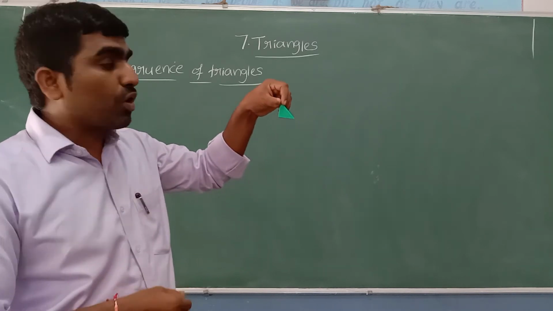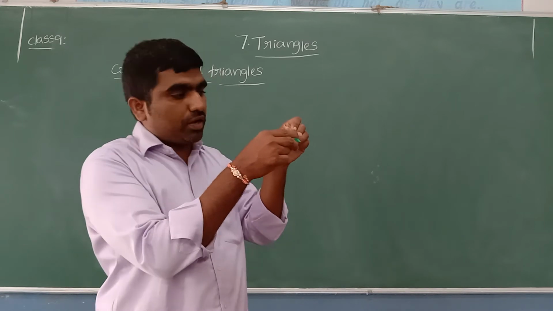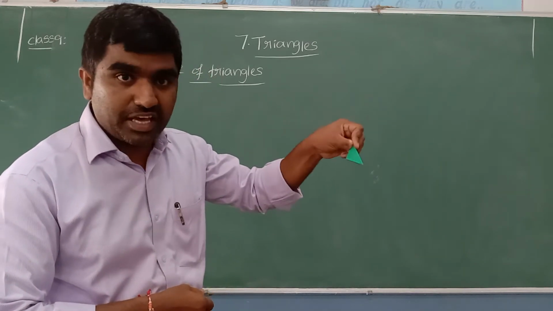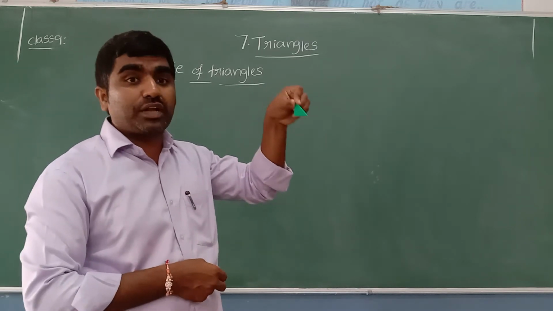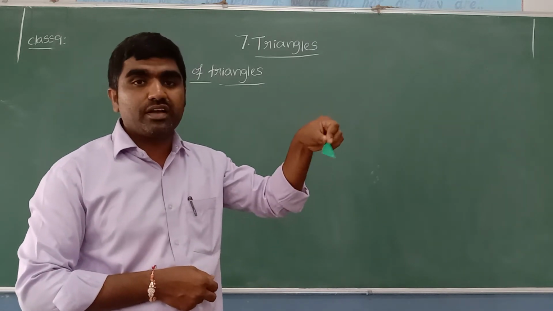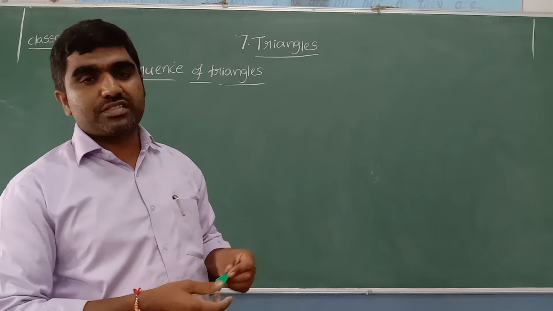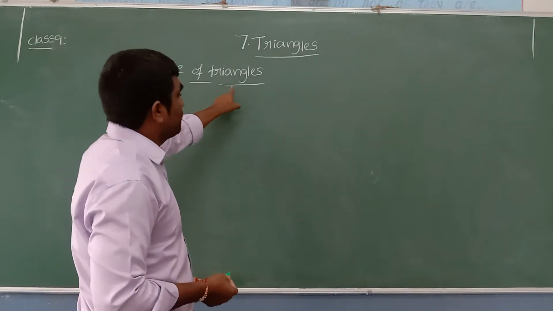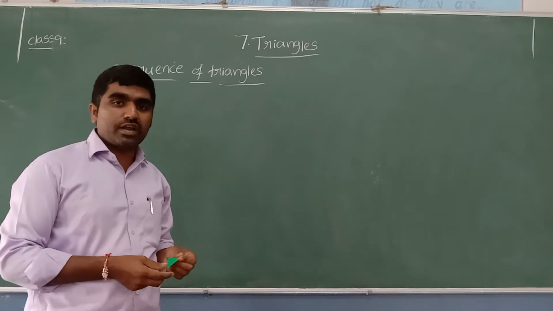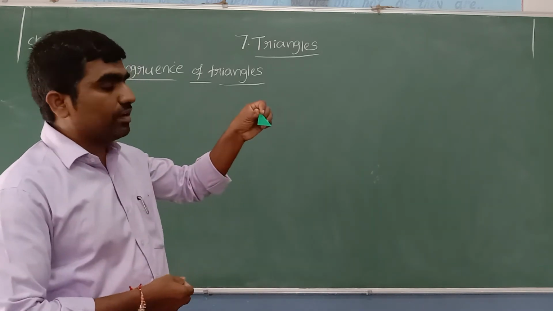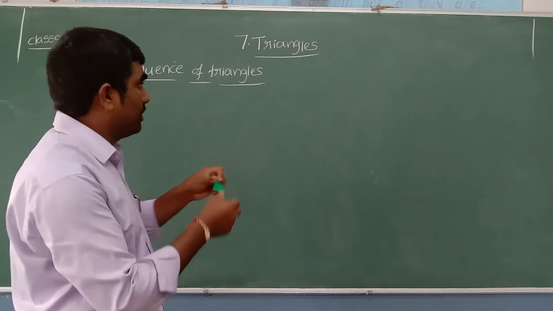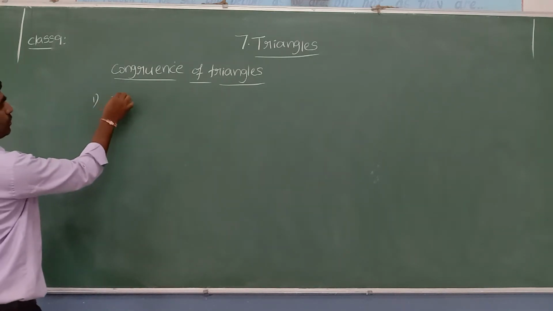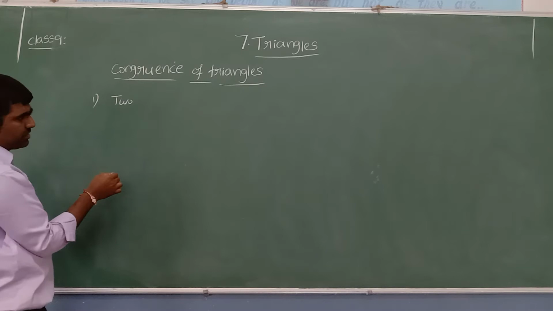What is it? Congruent triangles. Why? Because when I keep one over the other, both will coincide. They have the same shape and same size. When two triangles or two figures are congruent, they have the same shape and same size. Congruency of triangles means two triangles will coincide exactly. So for congruency of triangles, what can we write here? Two triangles or more than two triangles also.